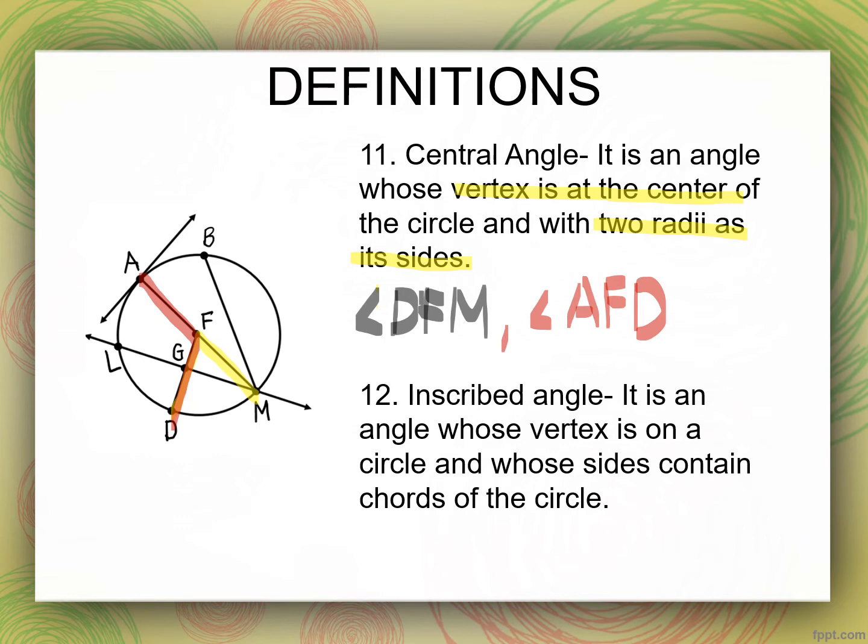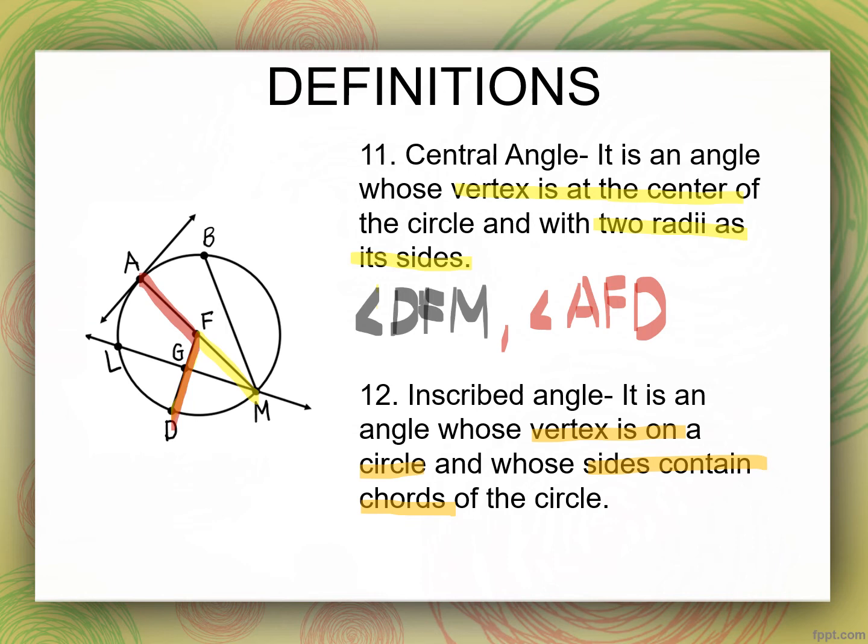Okay, now let's have inscribed angle. So inscribed angle is an angle whose vertex is on a circle and whose sides contain chords of a circle. So this time we have the vertex should be on the circle, okay, and the sides contain the chords of the circle. Okay, so now let's go back to the given figure and find some inscribed angles there.